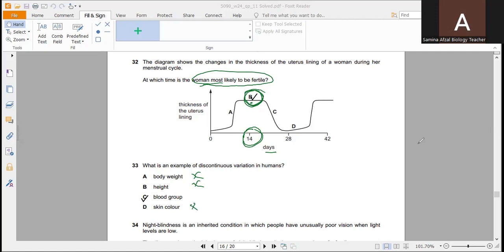So only blood groups are the type of discontinuous variation, because there are distinct four types of blood group: A, B, AB, and O. There is no intermediate blood group except these four. So according to this, the blood groups are showing the discontinuous variations. Next question.